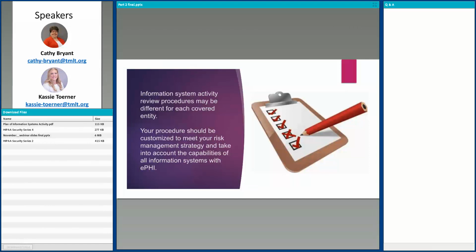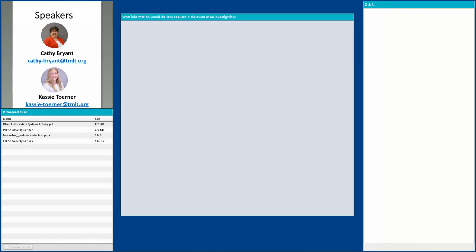Clearly, there's no one way to make one rule that everyone has to fit the audit model. Your practice's auditing activities will not be the same as anyone else's because your practice is unique and you have to determine where your vulnerabilities are and where you need to be looking.